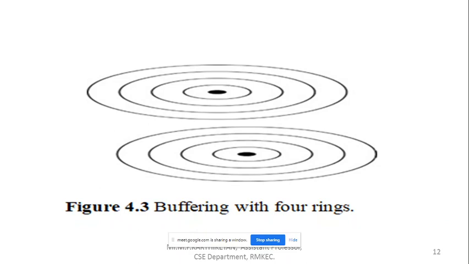So this is buffering with four rings. What happens here is that the buffering process has been taken into consideration, and the first circle or the centered dot can be taken as the location which we are viewing. And the second circle and third circle, which come beyond it, are taken as the buffering area which is being kept ready.